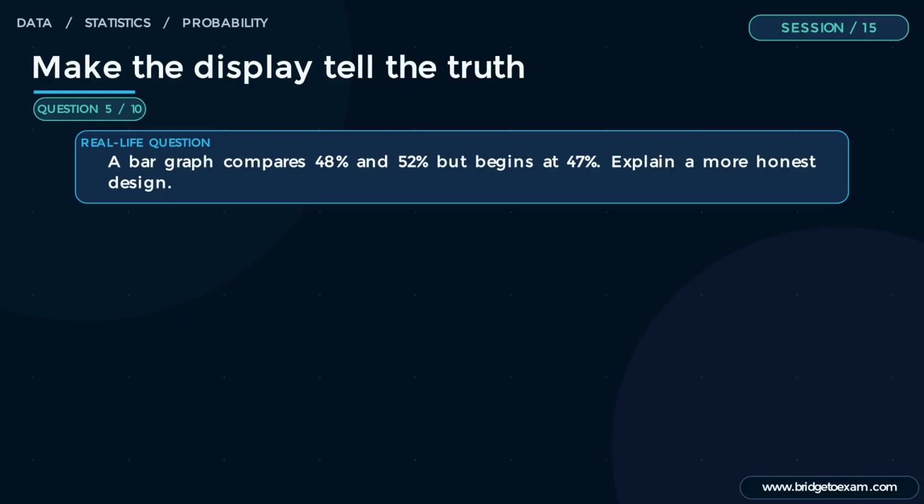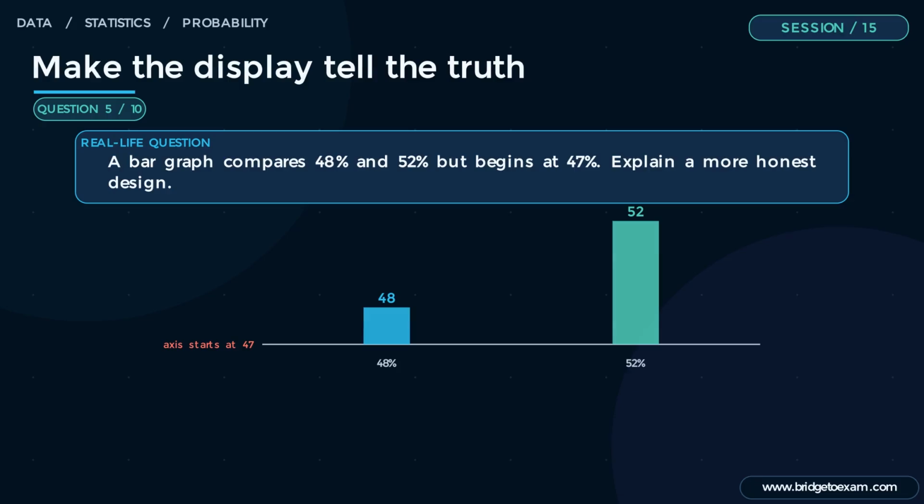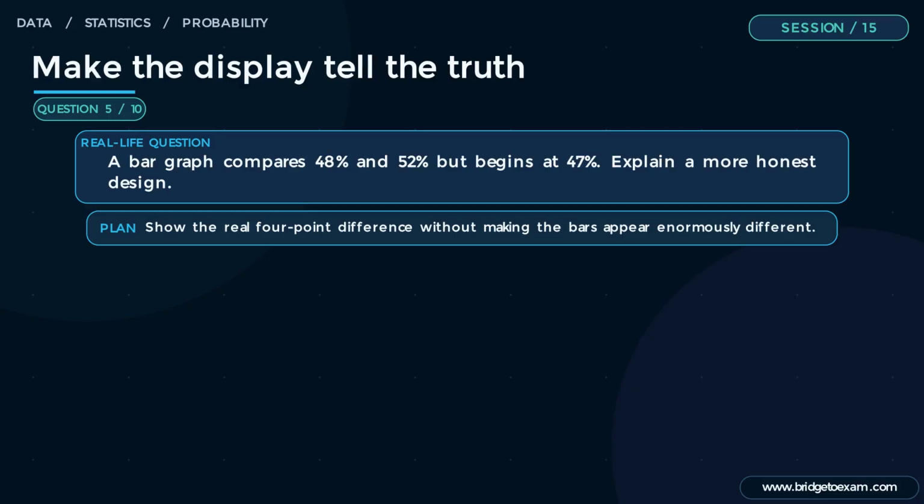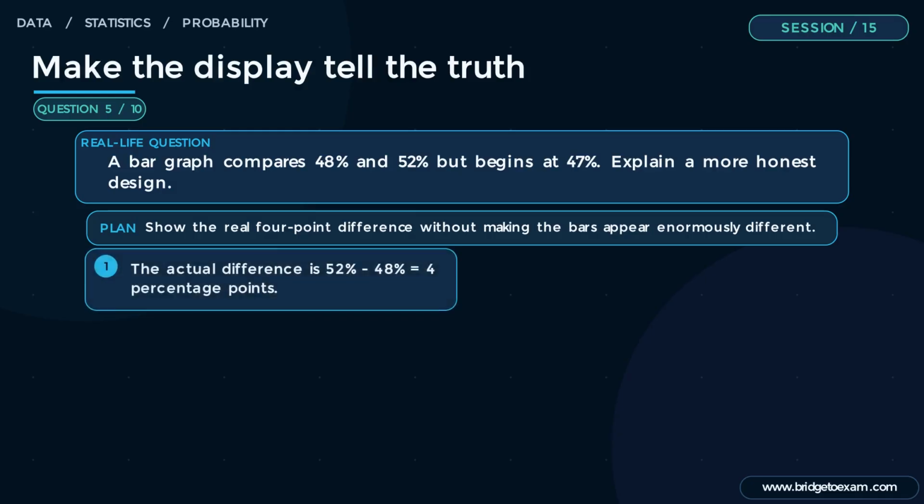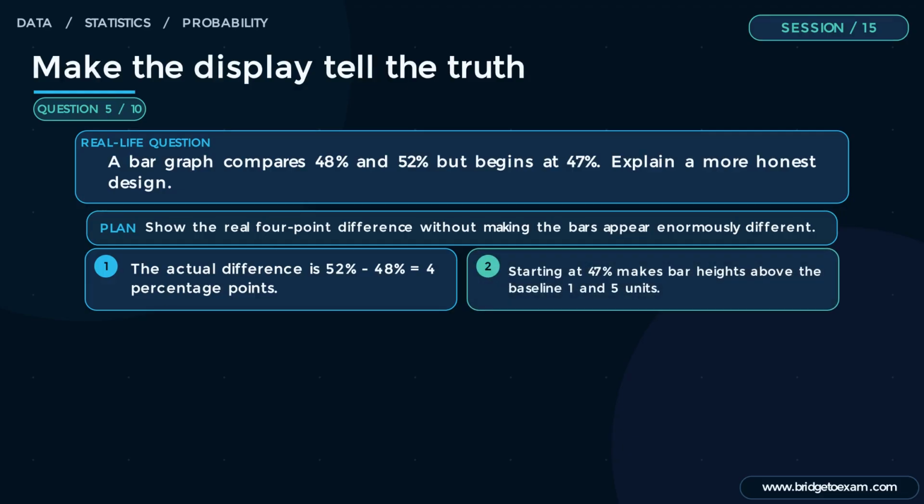Example 5. A bar graph compares 48% and 52% but begins at 47%. Explain a more honest design. The bars make category magnitudes visible on one common scale. Plan. Show the real 4-point difference without making the bars appear enormously different. Step 1. The actual difference is 52% minus 48%, which equals 4 percentage points.